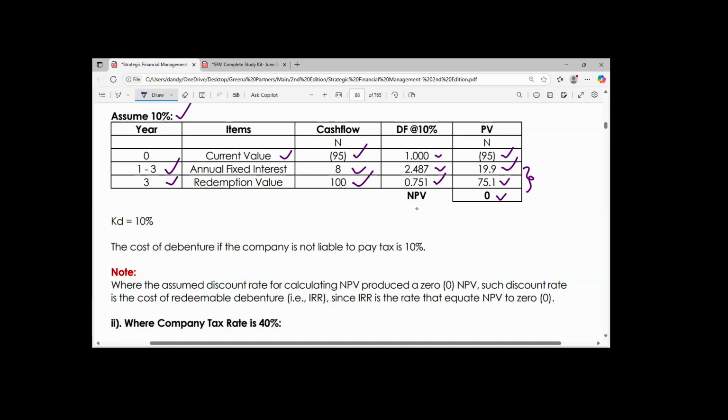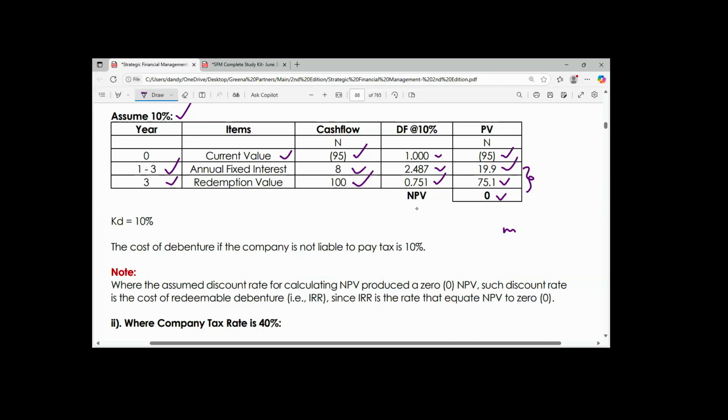When you did capital budgeting under performance management at the skills level, you must have been taught that the internal rate of return is the rate that equates NPV to 0. Any discount rate that equates the present value of cash inflow and the present value of cash outflow to 0 is your internal rate of return.